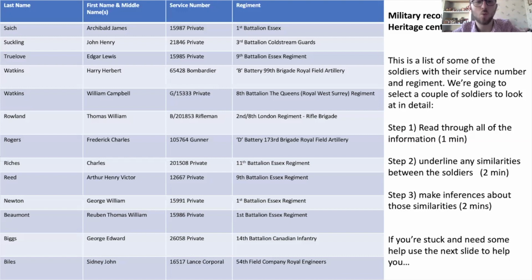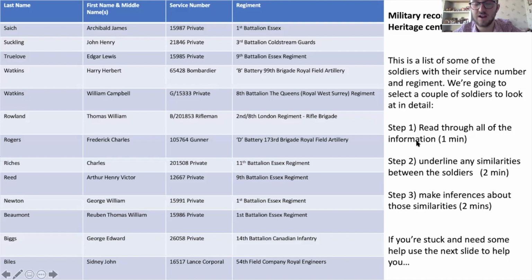Okay, so what I want you to do now, guys, is the first thing you've got to do is read through all of the information. Then the next step, you're going to underline any similarities you see in the data. So remember what I was saying at the start of this lesson about service numbers and regiment numbers and what that can mean. More obviously, you could look at their names, see if any of the names are similar, especially, well, just the last names really. That might tell you that they're family. That's an inference that you're drawing there.